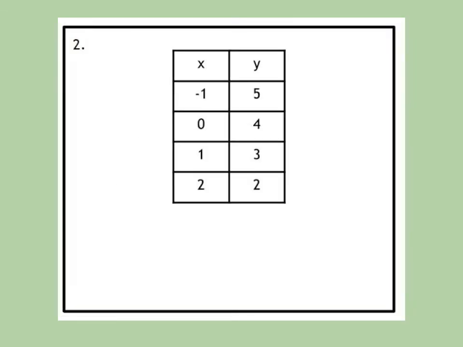Question 2. So remember that when I find slope from a table, I'm using the formula m equals change in y over change in x. And because of that, I need to figure out what my change in y and my change in x is. So if I look at my y values, 5 to 4. Well, what's happening between those two? I'm subtracting 1. 5 minus 1 is 4.